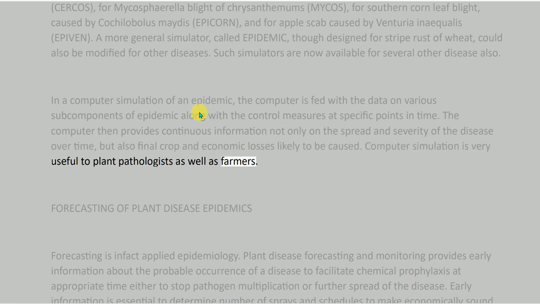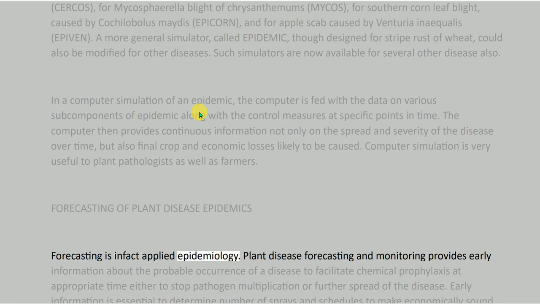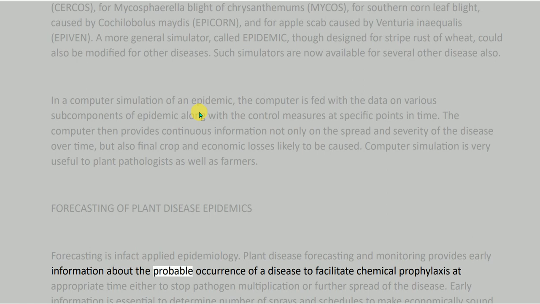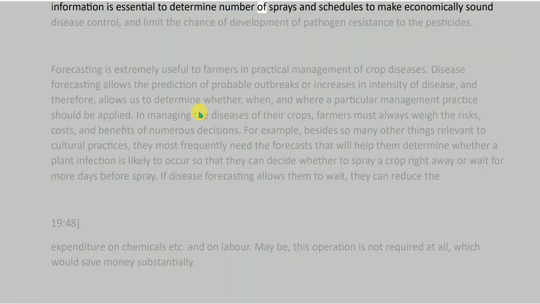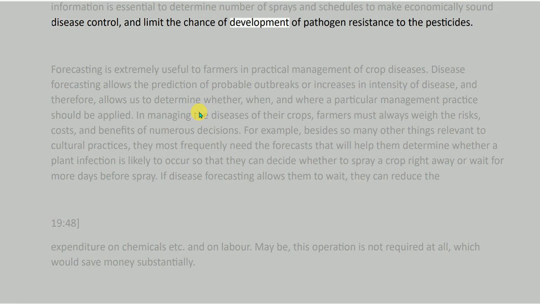Forecasting of plant disease epidemics. Forecasting is in fact applied epidemiology. Plant disease forecasting and monitoring provides early information about the probable occurrence of a disease to facilitate chemical prophylaxis at an appropriate time, either to stop pathogen multiplication or further spread of the disease. Early information is essential to determine the number of sprays and schedules to make economically sound disease control, and limit the chance of development of pathogen resistance to the pesticides.